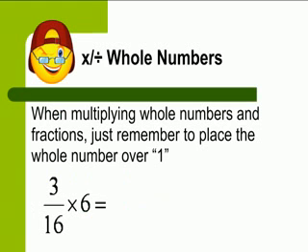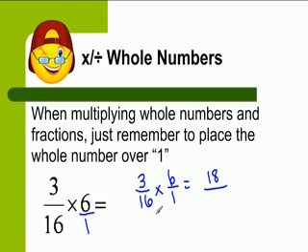Alright, when multiplying whole numbers and fractions, just remember to place the whole number over 1. It's the same as when you add and subtract, you need to place this over 1. So it will look like 3/16 times 6 over 1. So 3 times 6 is 18. 16 times 1 is 16, and then we need to simplify that, so 18 over 16 simplified would get you 1 1/8.